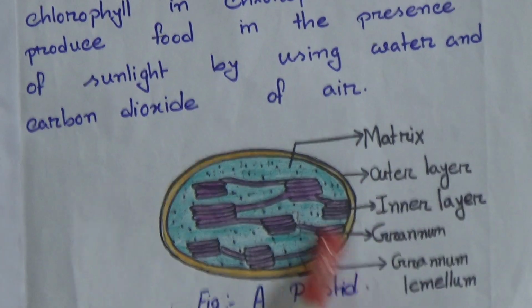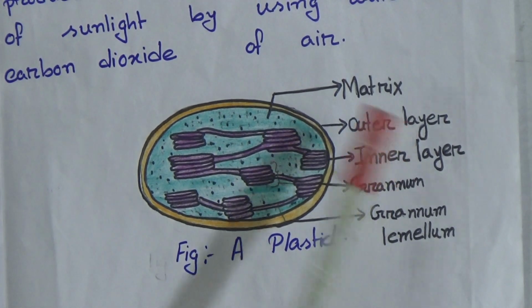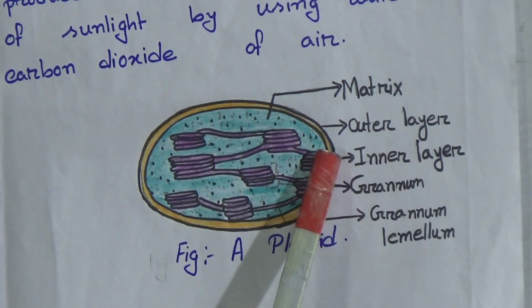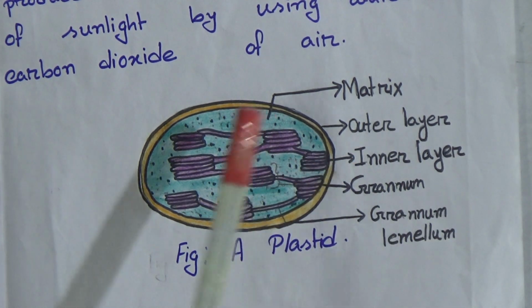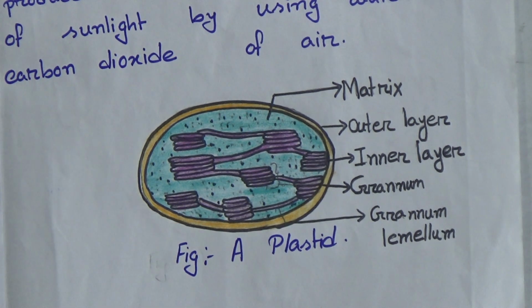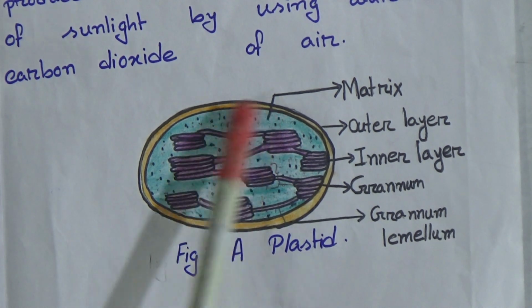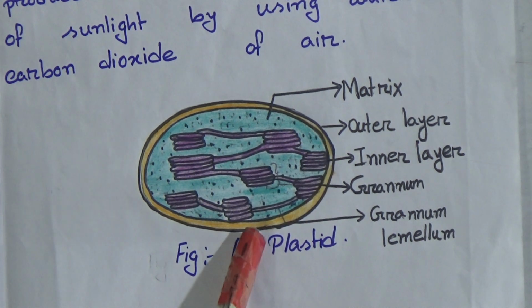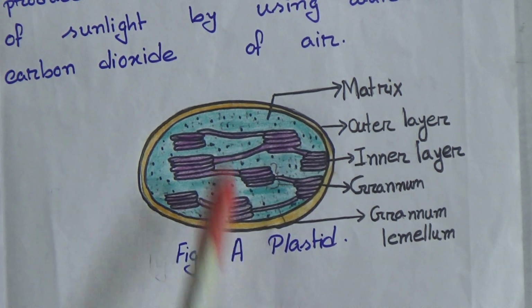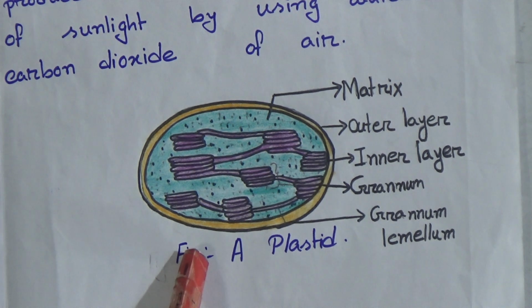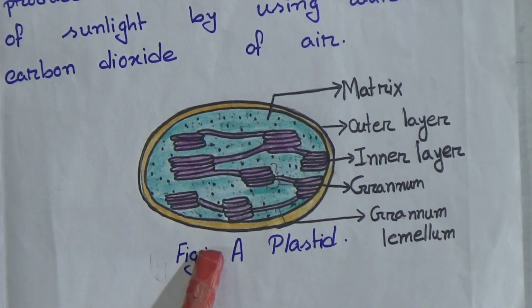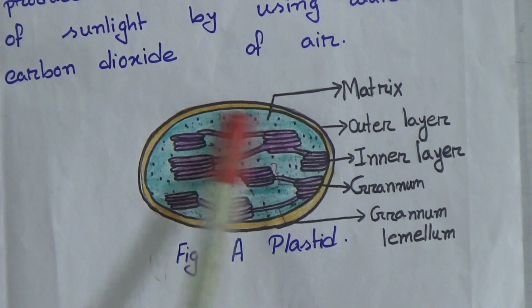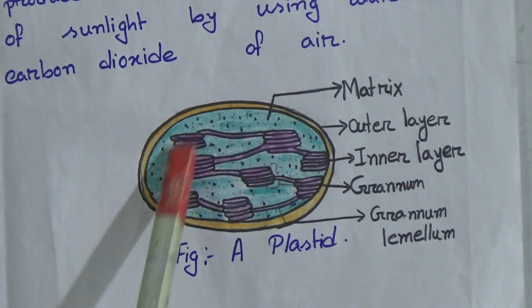So this is a plastid. This is a figure of a plastid. In the plastid there are matrix, outer layer, inner layer, grana and grana lamellum. So this plastid helps to manufacture food. It has chlorophyll. So with the help of chlorophyll and taking carbon dioxide through stroma and collecting water from the cell, they can manufacture food. So you can ask me, what is the stroma? The liquid inside the plastid is called stroma.